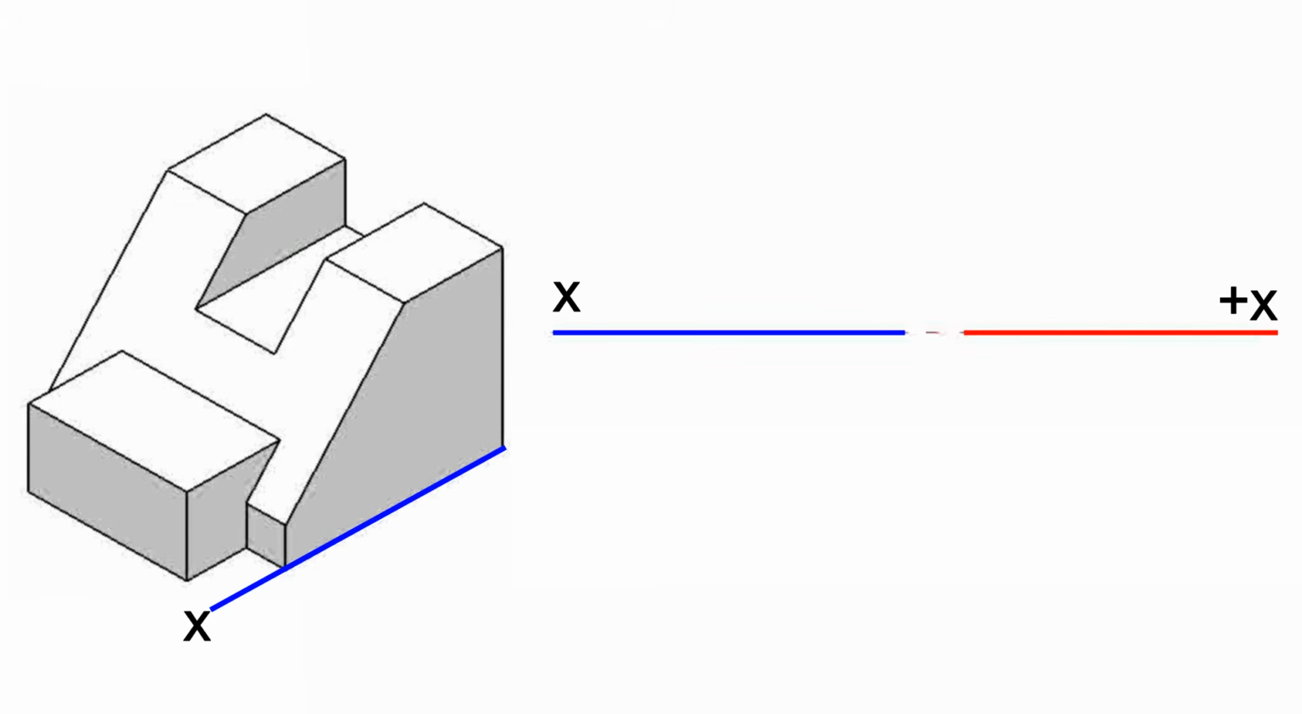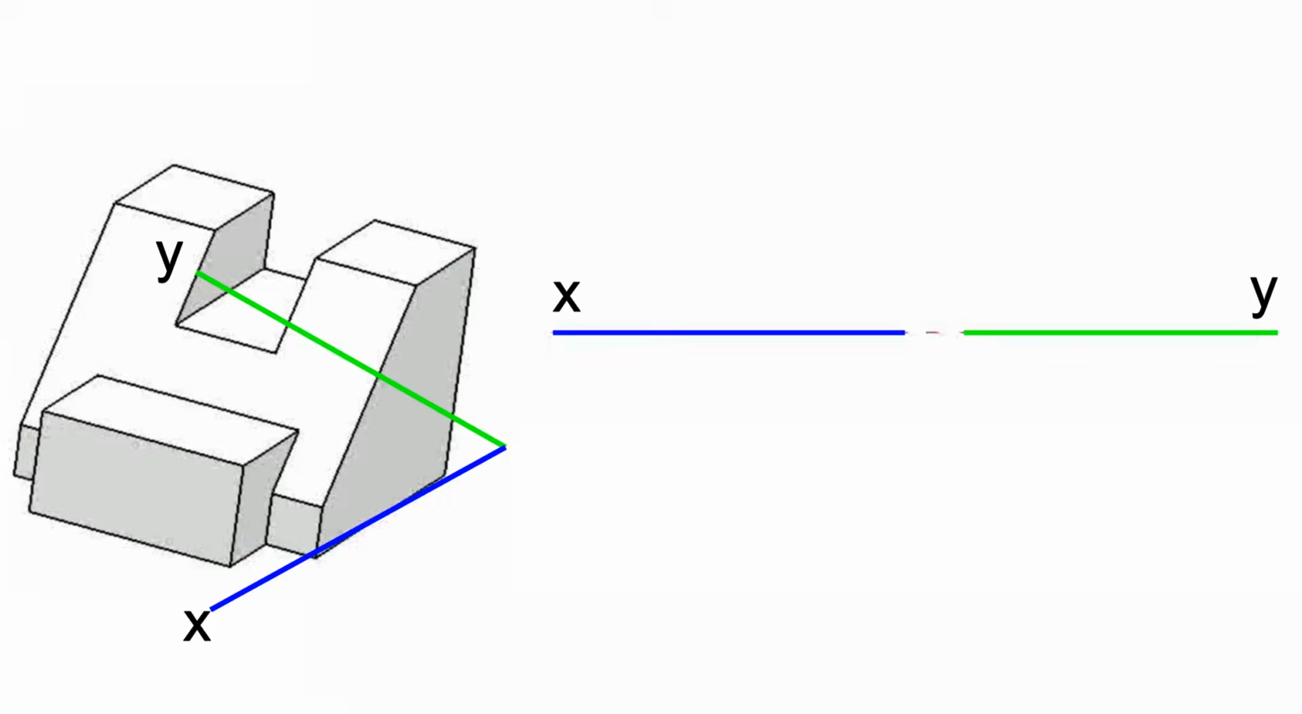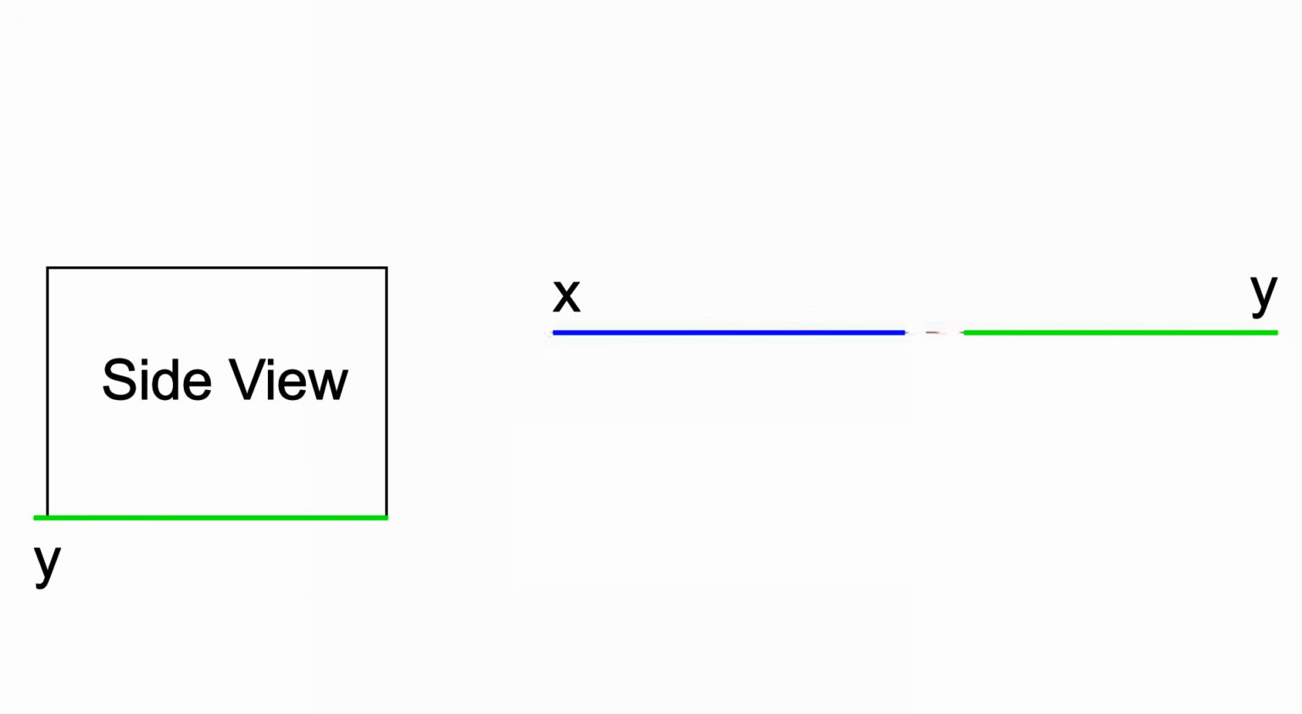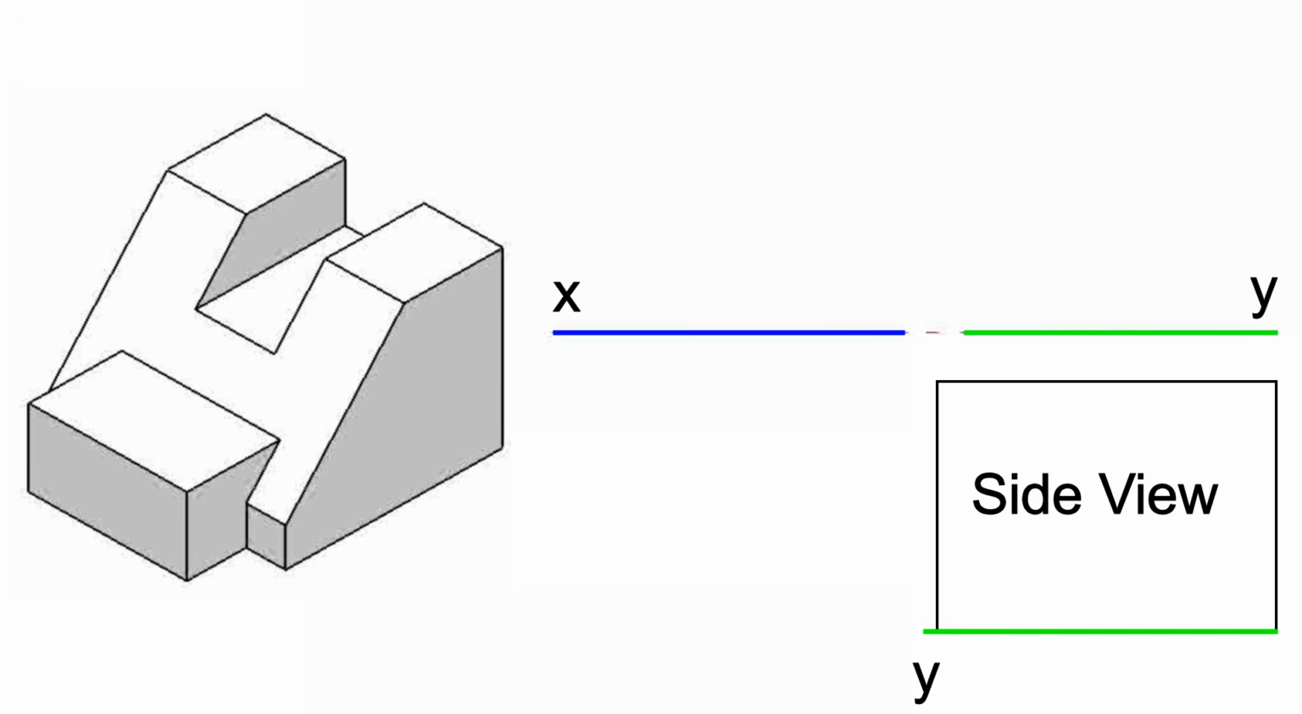In the positive direction, to the right, it represents the y-axis, guiding the depth of the right side view, since in third angle projection, the right side view is placed on the right side of the front view. This is different from first angle projection. Check the previous video to see the difference.